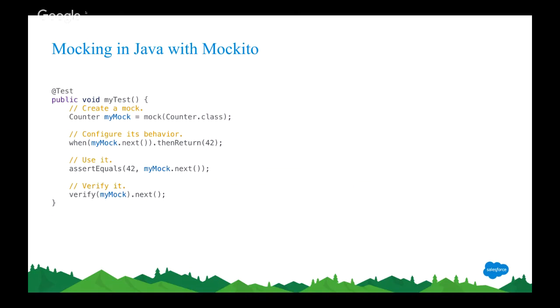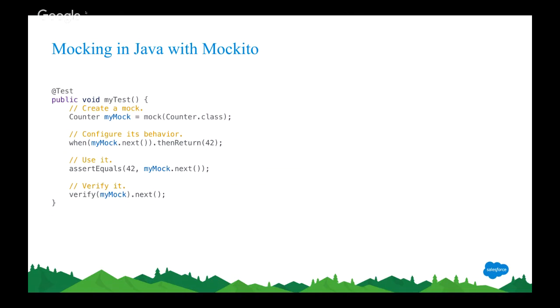You have a when call, so you're basically setting up a recording of when this method's called, then return this value. You have a simple assert statement, and then you have a verify call that works very similar to how an assert statement would work. It's basically verifying that your next method is called.